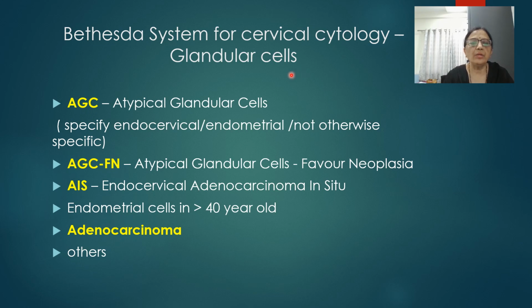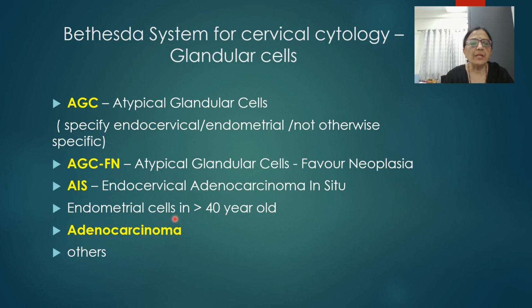The terms which are used for glandular cells are AGC, that is atypical glandular cells, where it is to specify whether the atypical cells are endocervical or endometrial, and if these two cannot be differentiated, then not otherwise specified or NOS. AGC-FN is atypical glandular cells favor neoplasia. AIS is endocervical adenocarcinoma in situ.